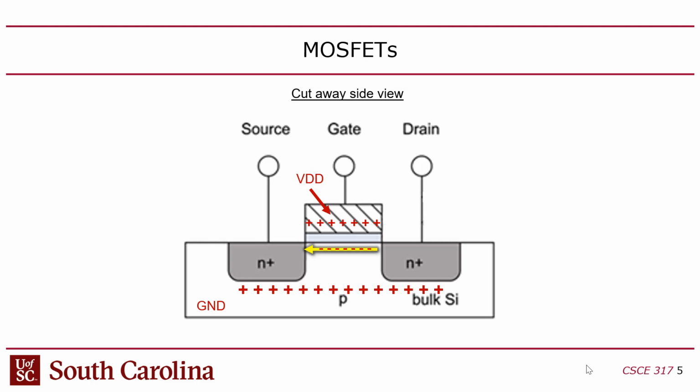Make sense? And this is an NMOS or an NFET. The reason it's an NFET is because the diffusion areas are N-type, right? And then the body or the bulk or the substrate is P-type. The transistors are named after the type of silicon that you use for the source and drain. So this is an NMOS or an NFET or an N-channel, right? Same thing. That makes sense? Okay.